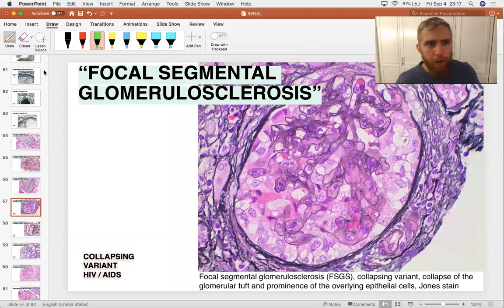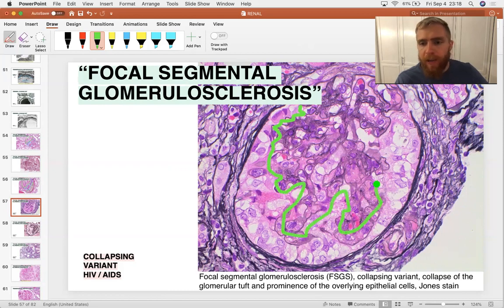Got another picture here. This is the collapsing variant that you see in HIV. And so it's collapsing. What's collapsing? Well, the capillaries inside the glomerulus. So everything outlined in black on this special Jones stain is capillaries. So let's trace it all the way around.